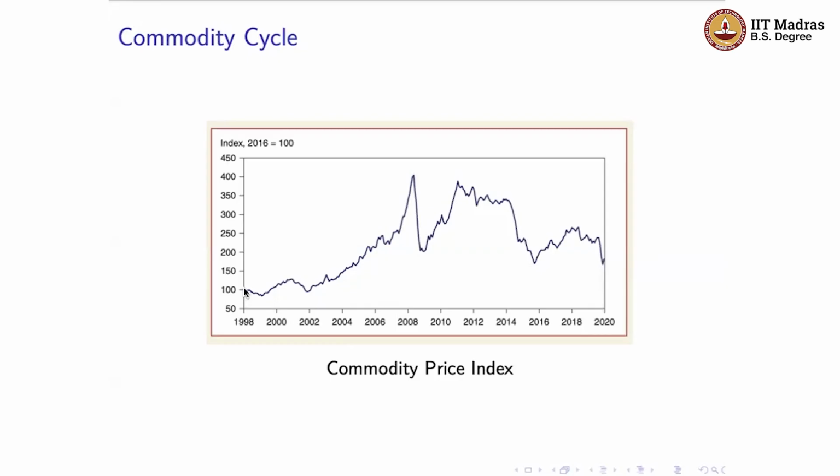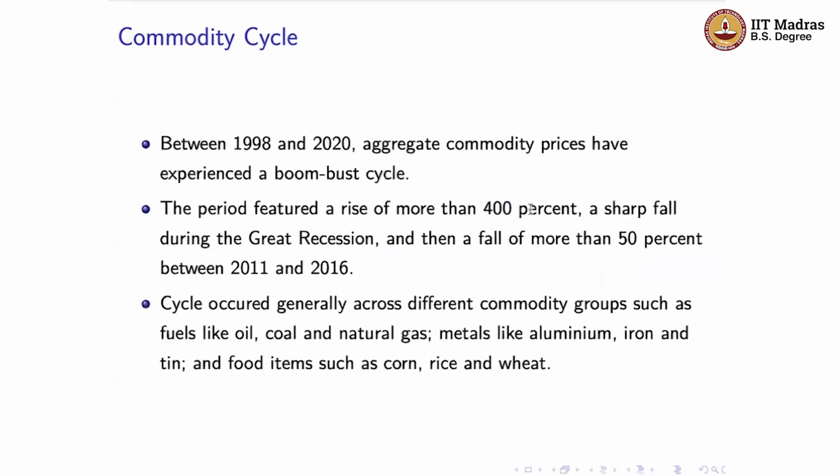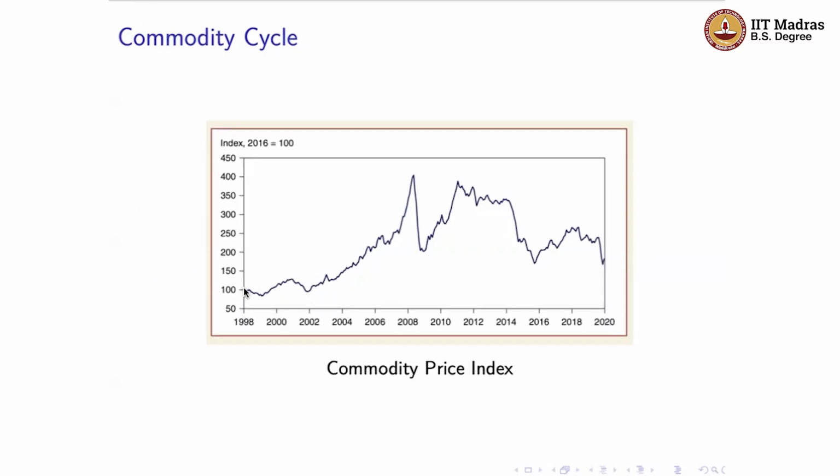Starting from 1998, what we observe is that the prices actually first rose, right? Remember, we said that the prices rose by 400% initially. So this is prices which was normalized again at 1998 to 100. So prices rose from 100 to 400. Then you see that there is a fall.